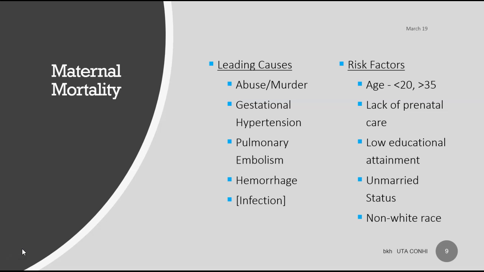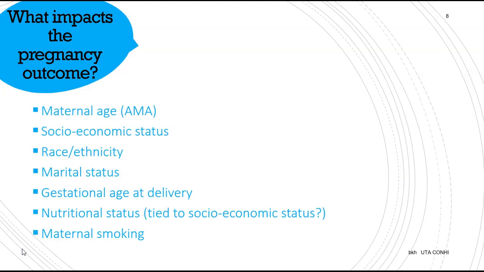We talked about being less than 20, greater than 35, lack of prenatal care, low educational attainment. And again, is low educational attainment related to socioeconomics, which relates to nutrition? It's kind of hard to pick out one specific thing because so many things are tied together. The unmarried status and a non-white race, those are all risk factors in this pregnancy outcome.